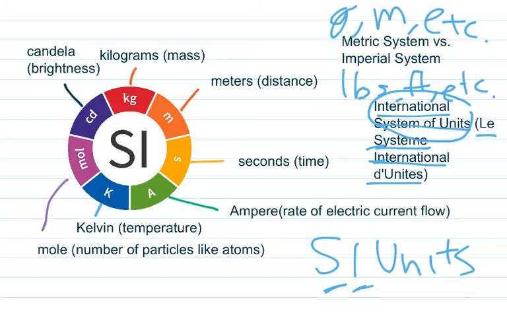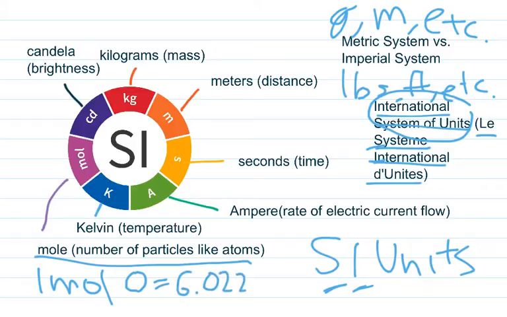Now, let's look at the different SI units on this colorful rainbow circle. We're going to go around in a cycle. To start off, we are going to talk about moles. A mole just tells us the number of particles there are. This will be learned in a future video, but if I say 1 mole of oxygen, that means that I'm talking about 6.022 times 10 to the 23rd atoms of oxygen.